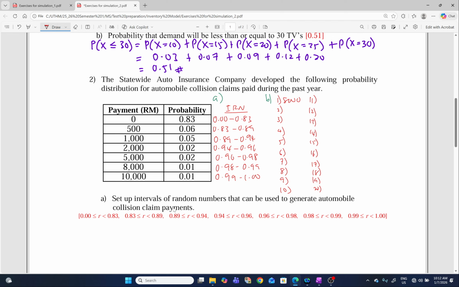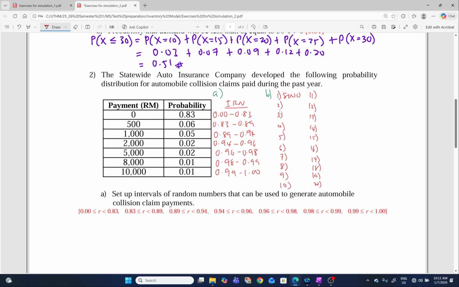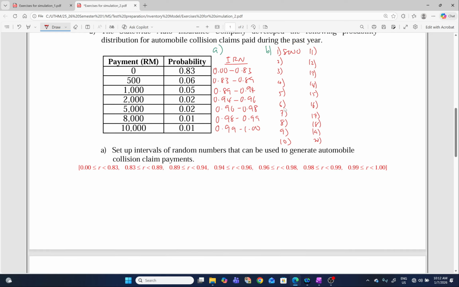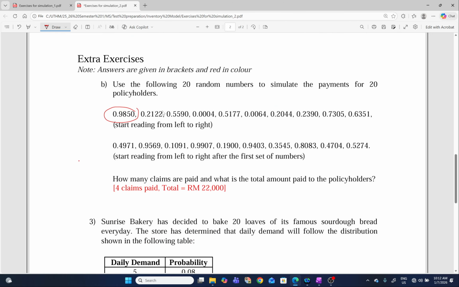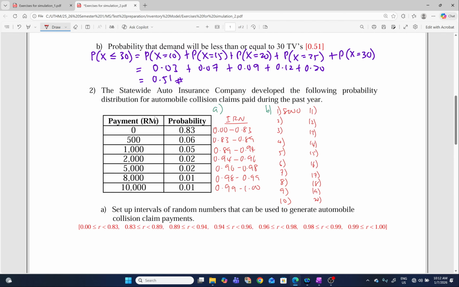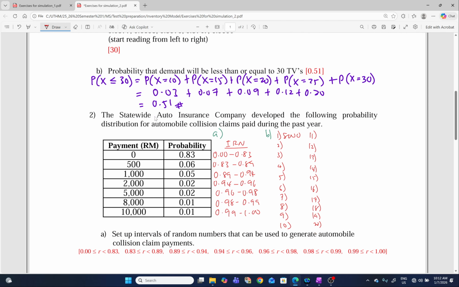Okay, first. For the second claim, nombor mana you kena tengok? Nombor seterusnya, 0.2122. 0.2122 dekat mana? First kan? Tak ada claim, letak 0. Boleh faham? Okay, continue until 20.